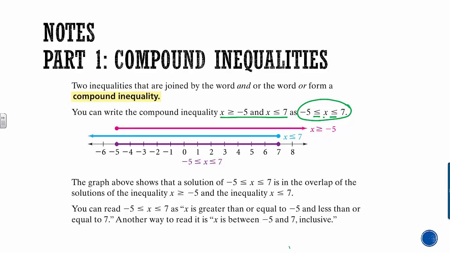Basically, if we graph both of them, x is greater than -5 and x is less than 7, we see they overlap. It's this purple part that I'm highlighting with green right now. These are all of the solutions that fit both of those inequalities. Because x has to be somewhere in between, these are the only solutions. Another way to read this, which is important, is we can say x is between -5 and 7 inclusive. That's just saying it's inside of those two numbers.